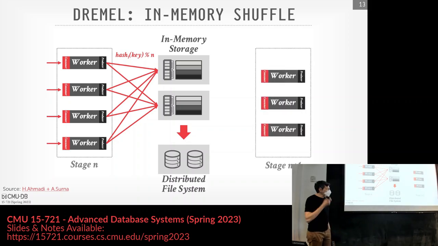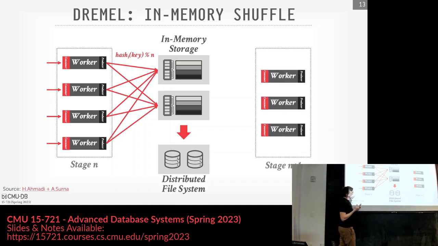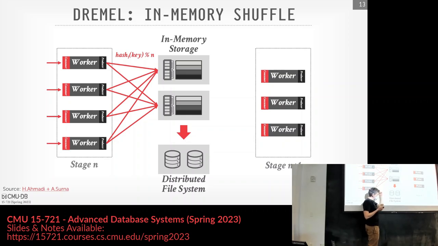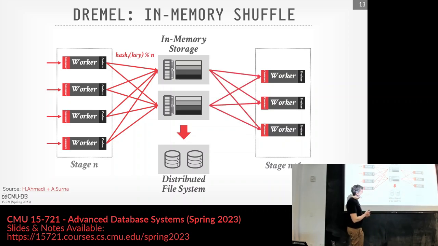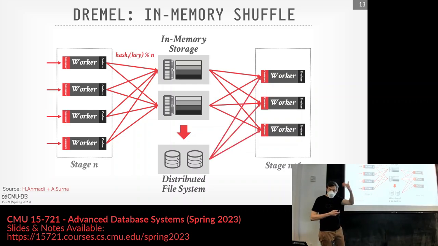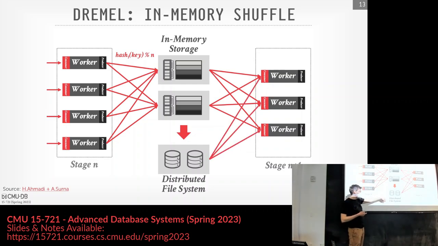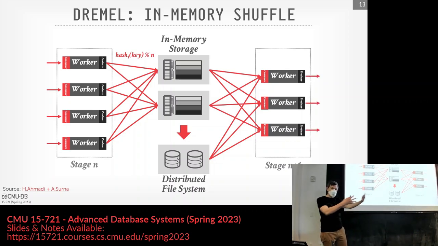And then in the next stage, these workers can start running once the previous stage is finished, or they can start retrieving data speculatively from the shuffle nodes and start doing whatever processing they want. And then so on. They produce output that then goes to the next shuffle service or the final output for the query.